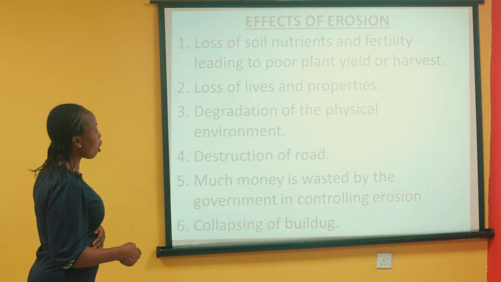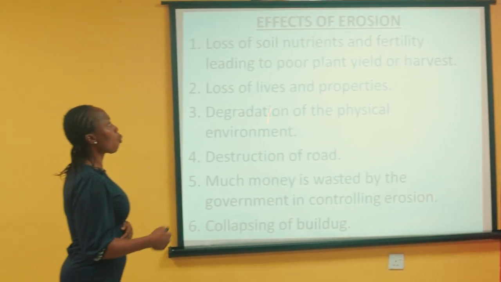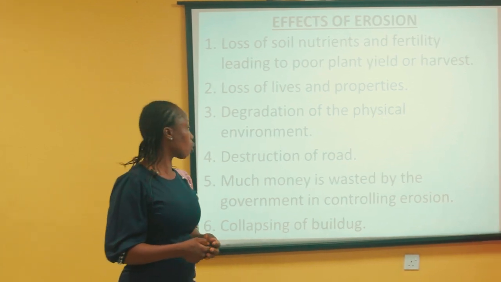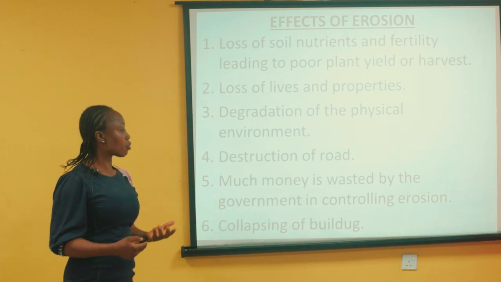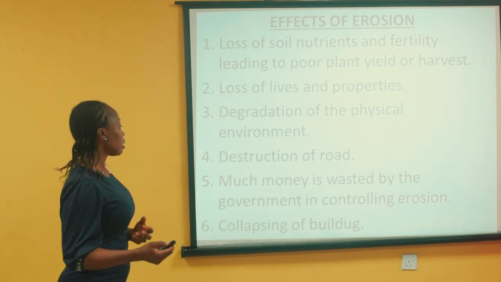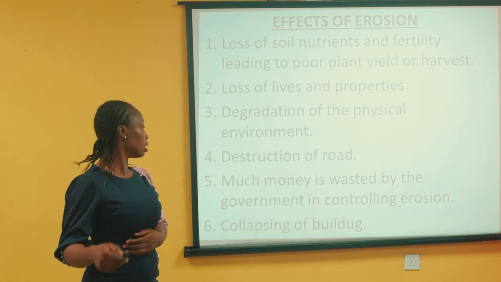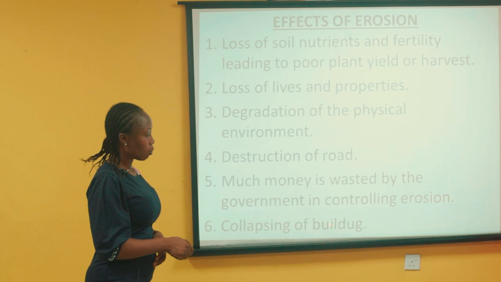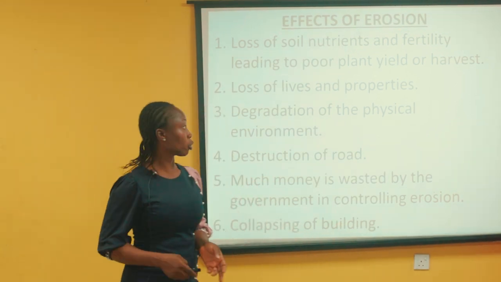Then we also have much money wasted by the government in controlling erosion. When erosion happens in a particular area, government will have to come in. They will have to spend too much money to see that the erosion is controlled, thereby wasting much money that would have been used in other projects and maintenance. We have collapse of buildings. Buildings can collapse because of erosion.